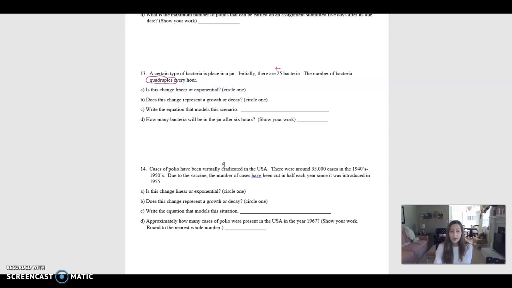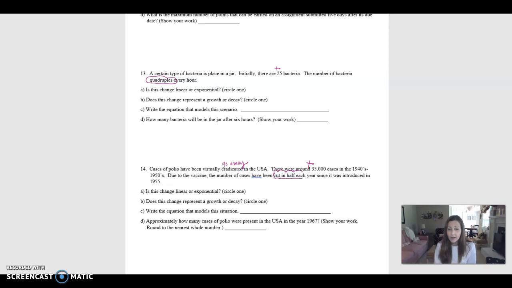Eradicate means to go away, okay? So that basically means, like, for example, we're trying to eradicate the COVID virus. It's not going to happen, but that's what the vaccine is sort of designed to do, even though in this fallen world that we live in, we'll never be eradicated of COVID or polio or anything else, but that would be the goal. There were 35,000 cases in the 1940s and 50s, but because of the vaccine, the number of cases have been cut in half.